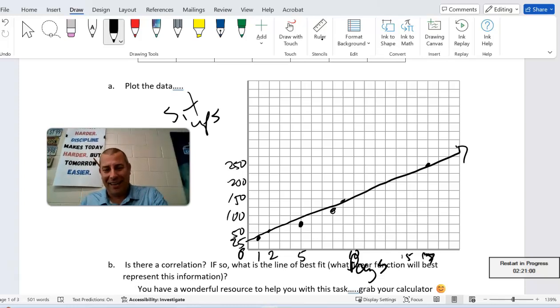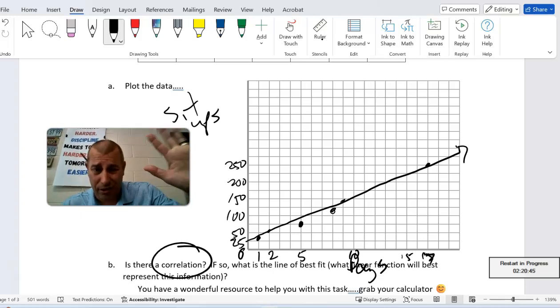Now, I'm not in love with this. Again, it's a sketch that's there, so it's fine. I've got a below, below, below, kind of on it, above it. So is there a correlation? Of course there is. We got that positive correlation. I say of course there is because we've already declared it.